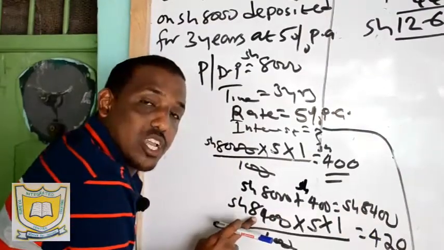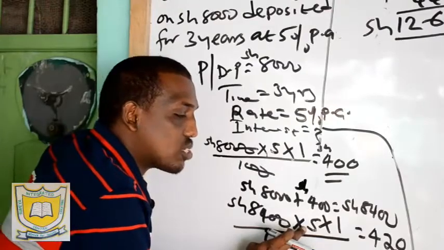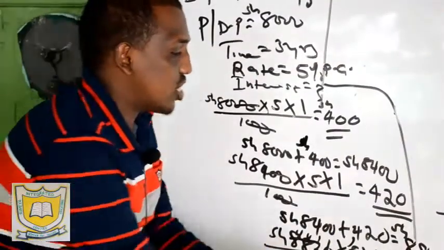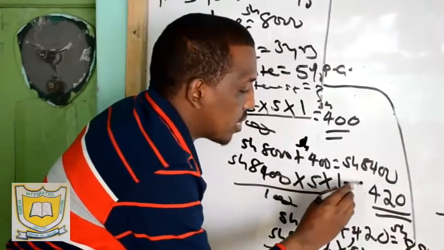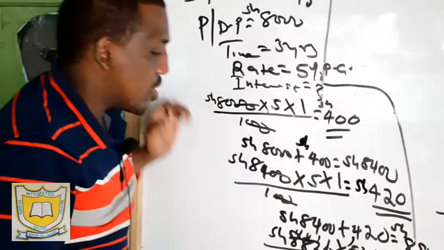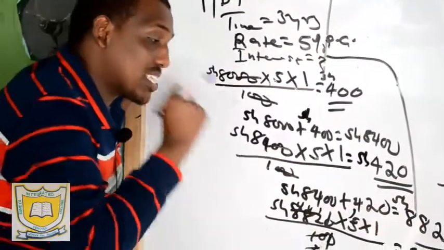Principal, which is 8,400, multiplied by rate, which is 5, times 1 over 100, you will get shillings 420. That is the interest of the second year. You put it somewhere. You proceed to the third year.